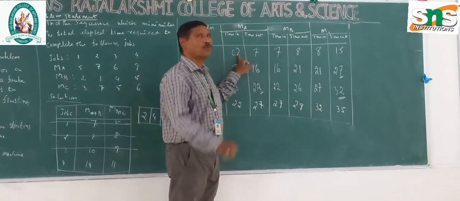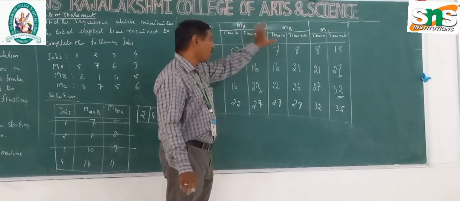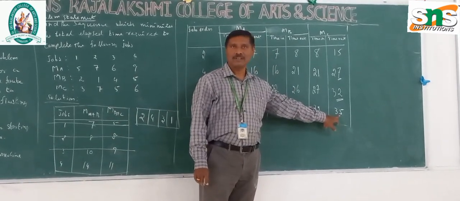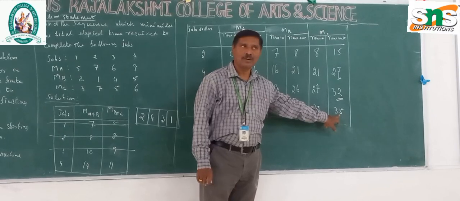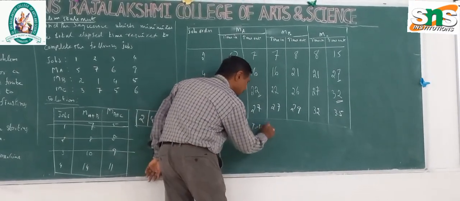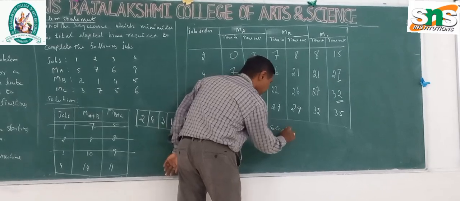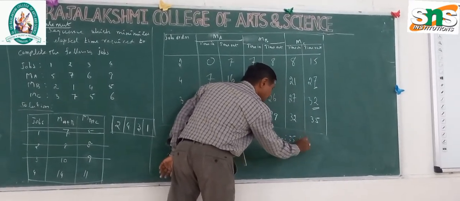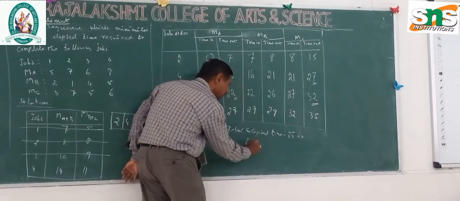Here we start the work from 0 hours and we take all the process, completing all the work up to 35 hours. So this 35 hours is called the total elapsed time. Therefore, the total elapsed time is 35 hours.